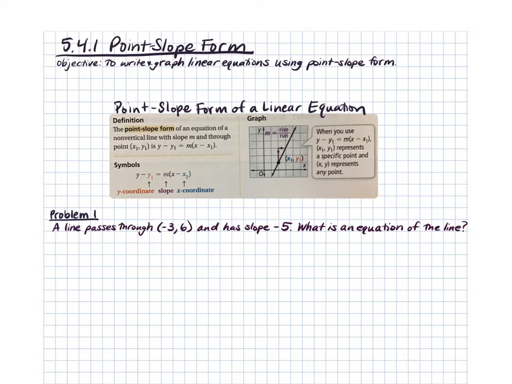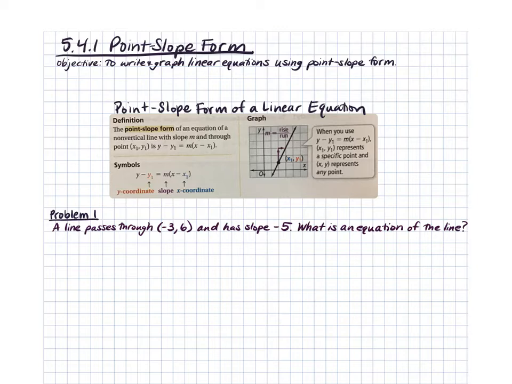Okay, this is the Algebra 1, section 5.4, first half of that, of point-slope form. So we're going to write and graph linear equations using point-slope form. Point-slope form is a form of an equation of a line where a slope is obvious and then a point is obvious. And that point is x1, y1, where the x coordinate is subtracted from the x in the equation, and the y coordinate is subtracted from the y in the equation.